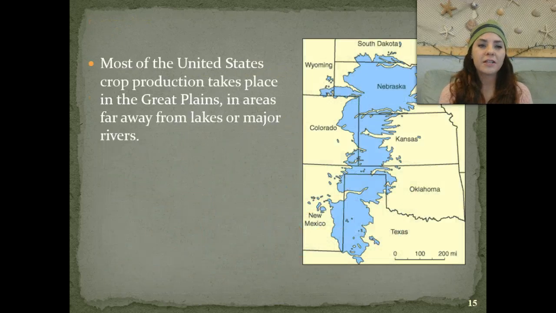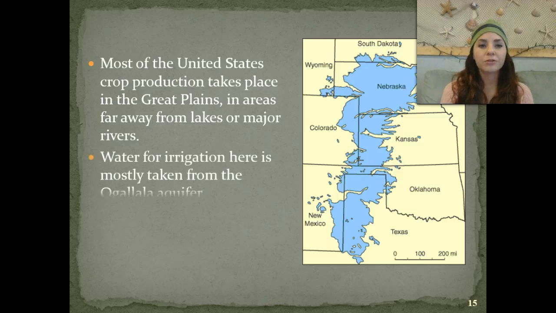In most of the United States, crop production takes place in the Great Plains, and these are areas that are very, very far away from natural lakes or natural rivers, so we have to use the process of irrigation and withdraw water from other sources in order to water those crops and maintain the agriculture. So water for irrigation here is mostly taken from the Ogallala Aquifer.